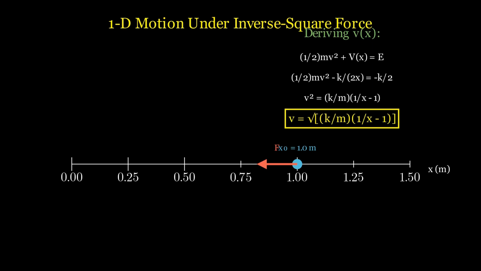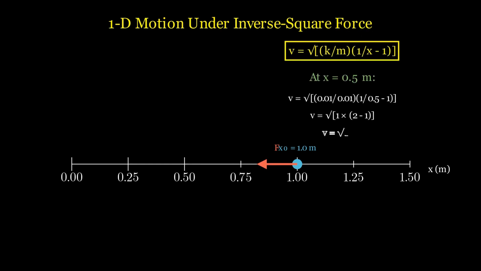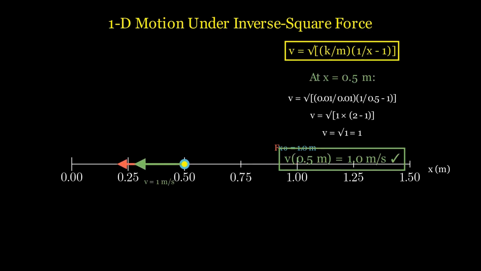Then solving for v, we get v squared equals k over m times the quantity 1 over x minus 1. Taking the square root gives us the velocity formula. Now let's calculate the velocity at x equals 0.5 meters. We substitute into our formula, v equals the square root of k over m times the quantity 1 over 0.5 minus 1. Since k and m are both 10 to the negative 2, their ratio is exactly 1. And 1 over 0.5 is 2, so 2 minus 1 equals 1. The square root of 1 times 1 is simply 1. So the velocity at x equals 0.5 meters is exactly 1 meter per second.